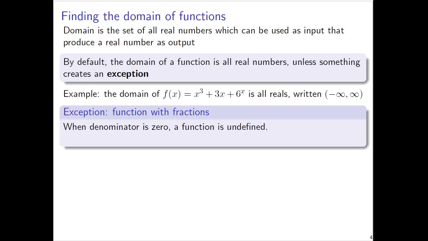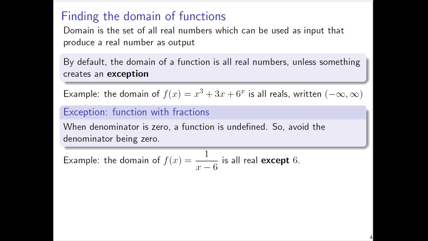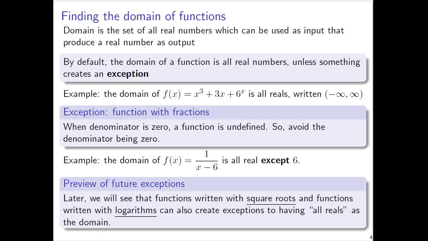One of the exceptions is created when you have a function that's written with fractions. So, a reminder that if in a fraction the denominator is 0, then you don't get a value. That's going to be a place where a function will be undefined. So we've got to avoid the situation of the denominator being 0. That word avoid here is really key. So for example, the domain of f of x equals 1 over x minus 6 is all reals except 6.